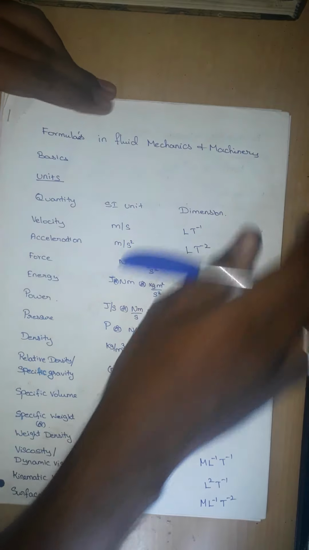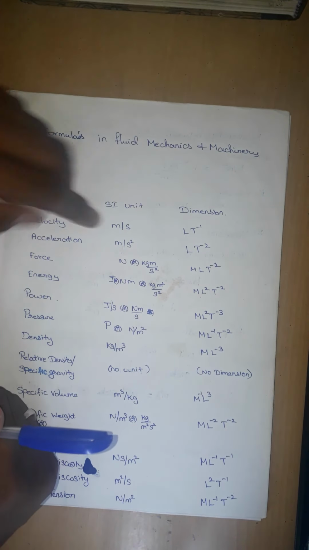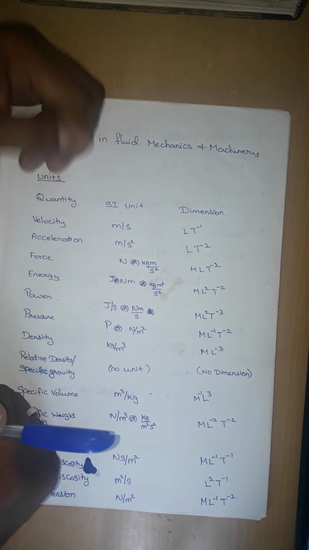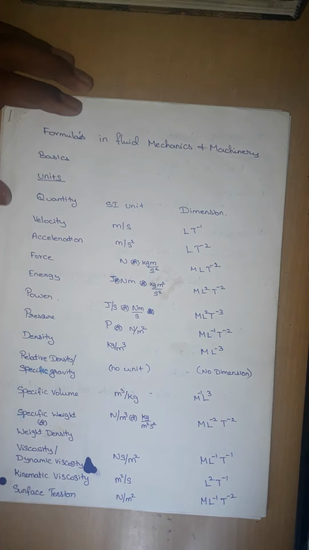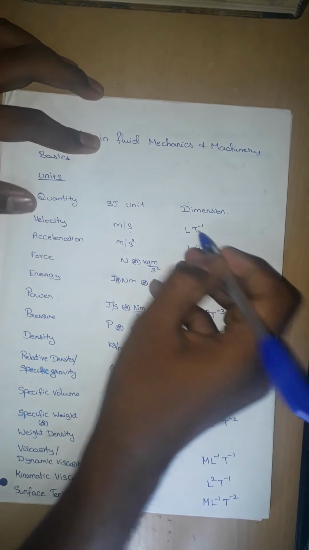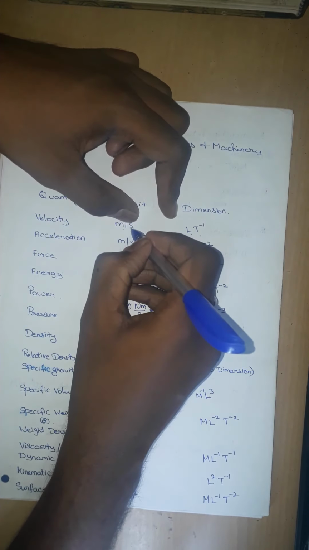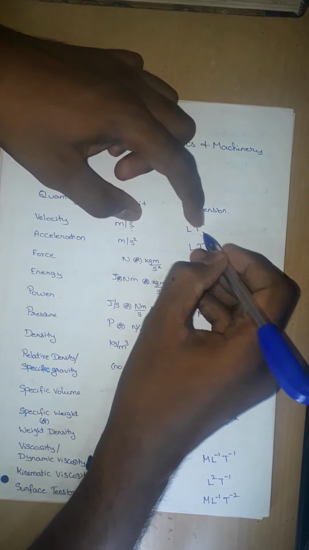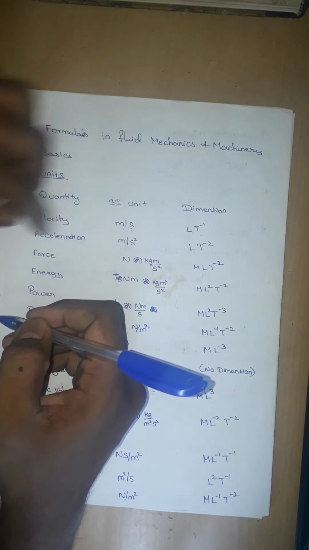In fluid mechanics we will be using several dimensions. The first one is velocity, using the unit meter per second. The units will be very important for fluid mechanics. So for velocity the unit is meter per second, and its dimension is: meter is length, so L, and time is T with denominator power minus 1. Acceleration is meter per second square, L T power minus 2.